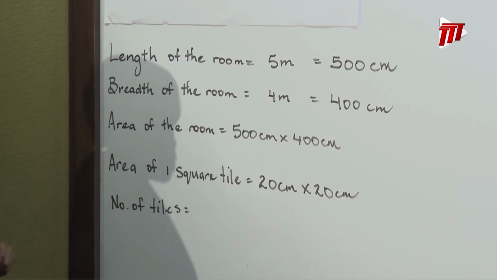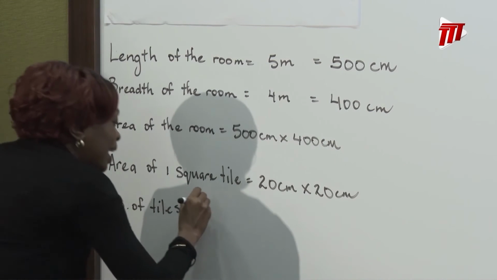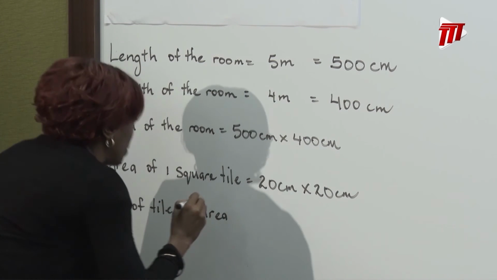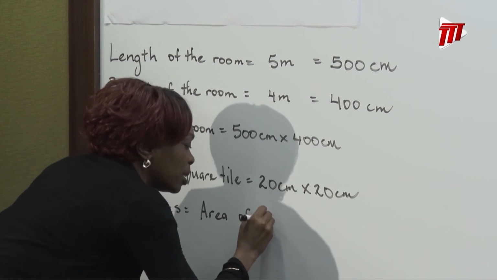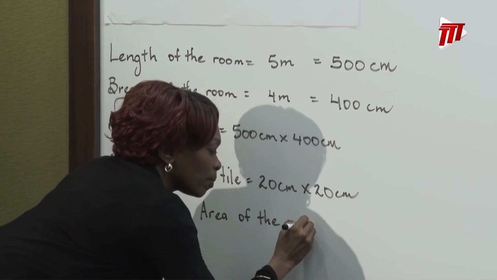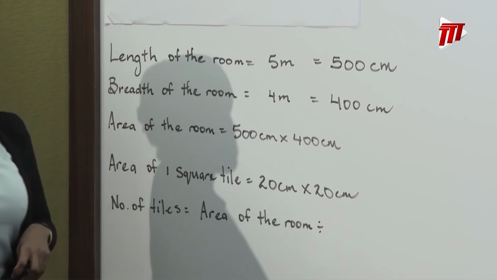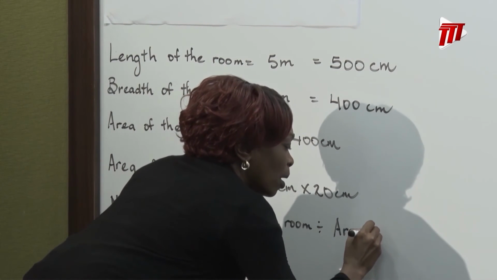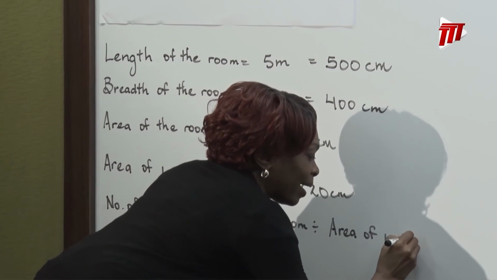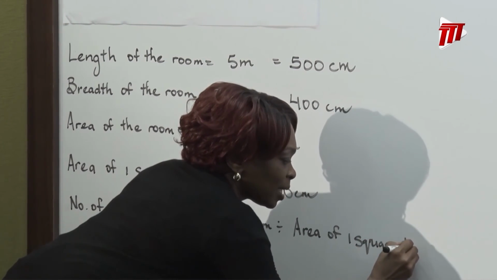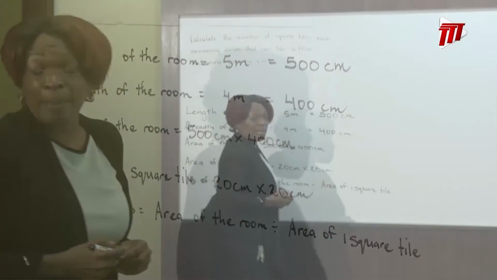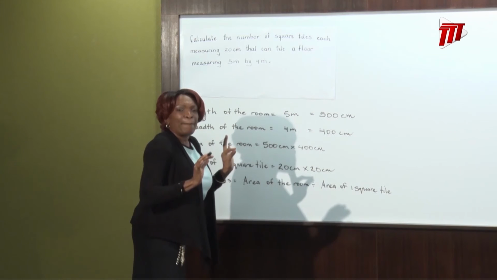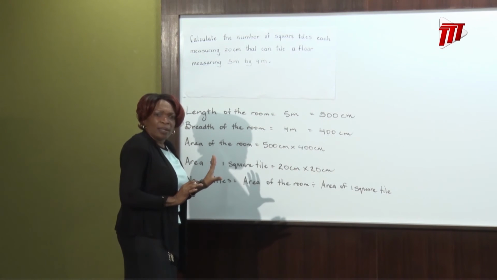So the number of tiles will be, to find it, we'll say area, I'm writing it down so you don't forget, of the room, and we're going to divide that by the area of 1 square tile. Children, just step by step, you know. Step by step. Are you with me thus far?